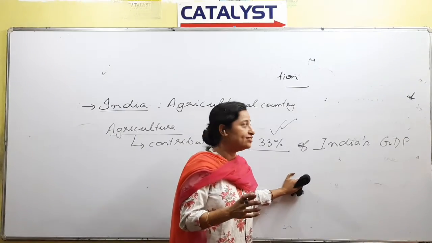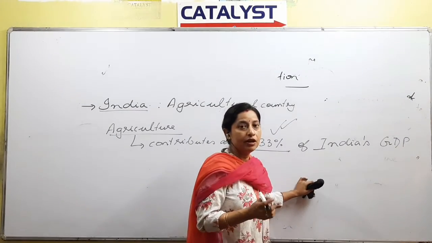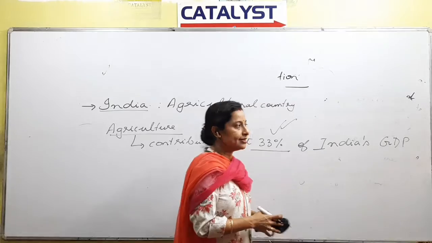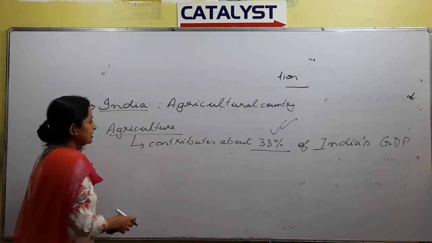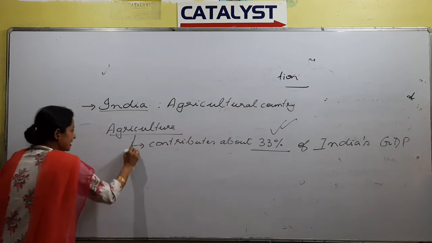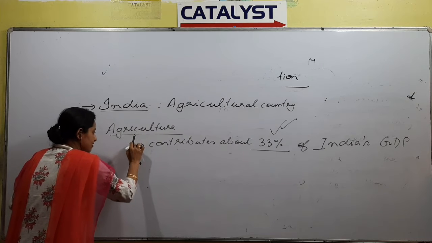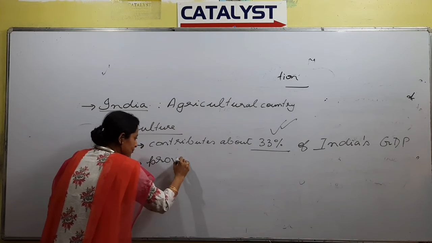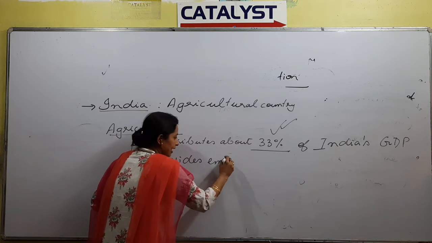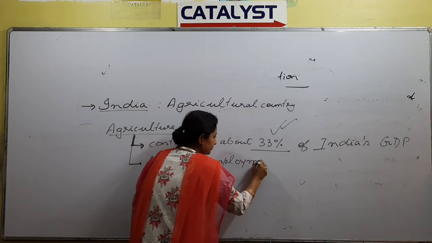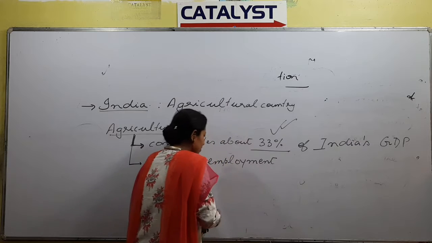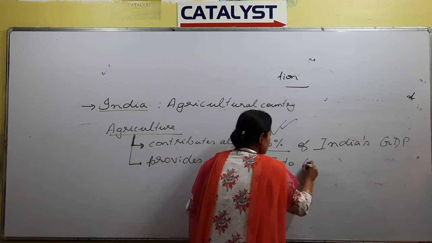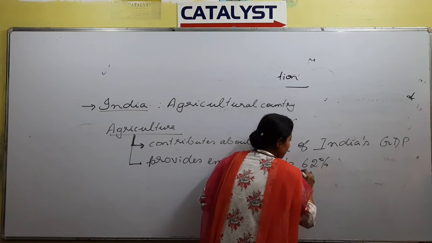GDP full form? Gross domestic product. Yeah. So GDP, 33%. Second, agriculture is a major thing in India, it provides employment also. It provides employment. You can note the number, almost 62% of the population.